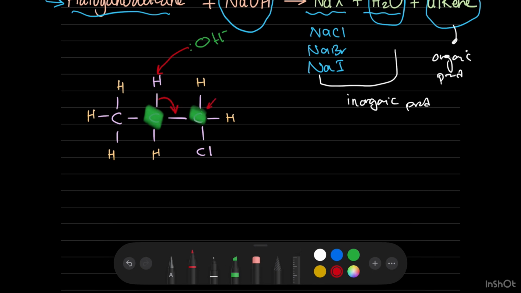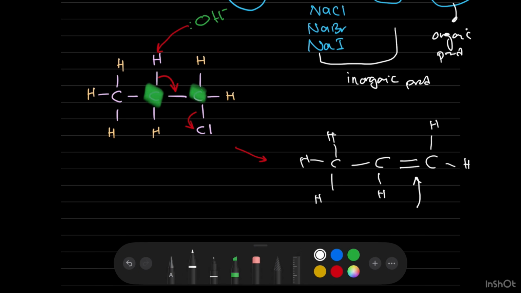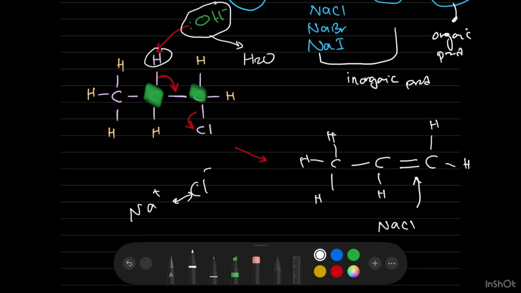Since this carbon makes 4 bonds, it cannot make 5 bonds, and that's why you will have heterolytic fission in order to break this bond, and this is actually what will happen here. You'll have a double bond. This is the process of removing or eliminating the hydrogen halide from the halogenoalkane. You will have a double bond, which is an alkene. And since the OH attacked this hydrogen, it produces water, H2O. The Cl is attracted to the Na positive, giving you NaCl.